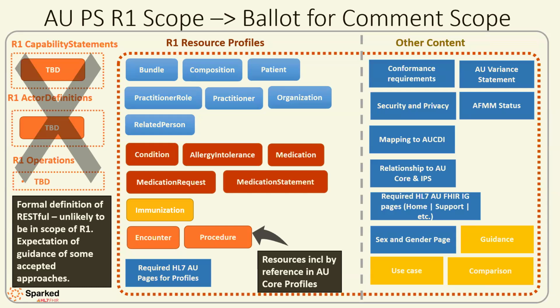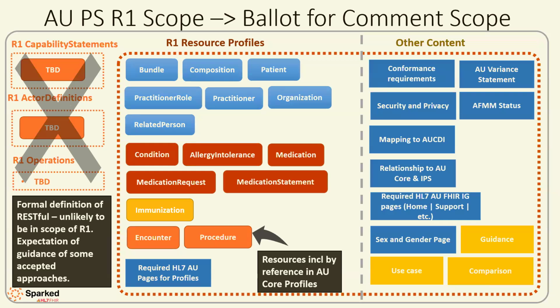We need to have our mapping to AU-CDI. We need to talk about our relationship to AU Core and IPS. There's a whole bunch of surrounding pages, like the support pages that are in every HL7 AU IG, and a home page and all sorts of stuff. We have to have a sex and gender page, which describes what sex and gender concepts are in this IG. We did a quick walkthrough of that in February.